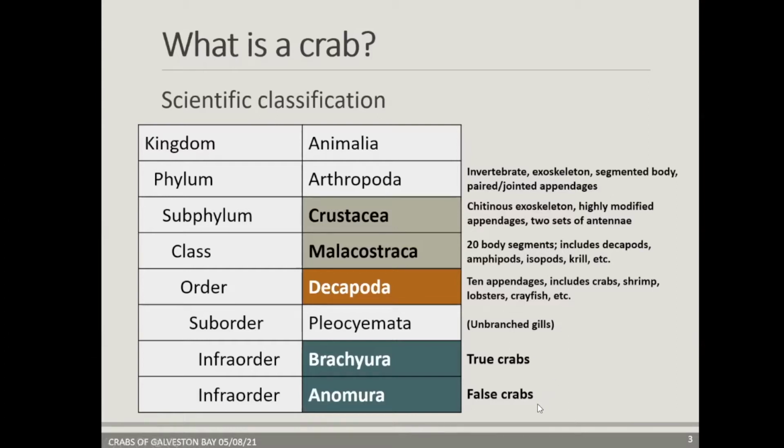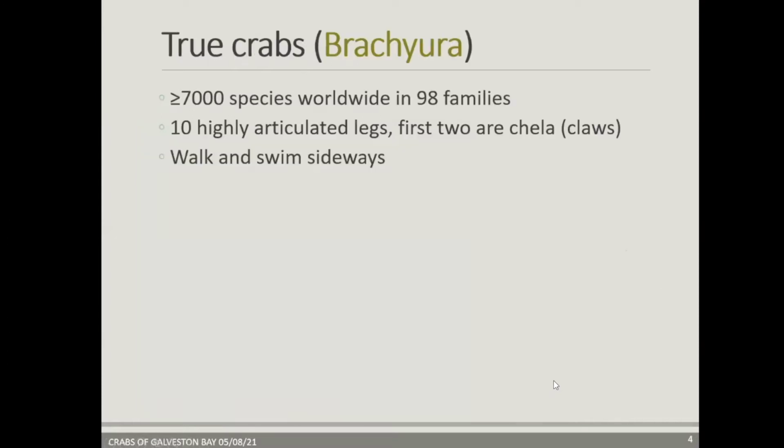So let's look at true crabs and false crabs. There are at least 7,000 species in 98 families of true crabs. This is the biggest of the crab groups. They have 10 highly articulated legs like other decapods. The first 2 are modified into chela. Sometimes we call them claws, but their official name is chelae, chelipeds. They are known for walking and swimming sideways. Some of them can walk forwards and backwards, but all of them will walk and swim sideways.